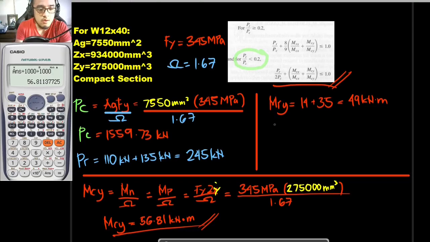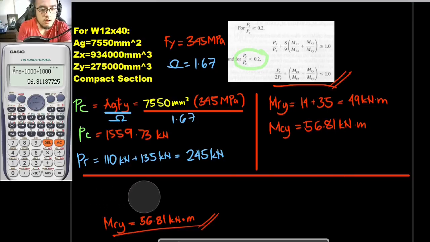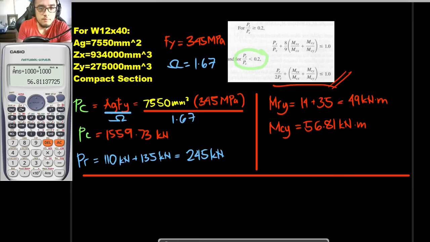So I will just write it here so we can put it again on the next slide. MCy is equal to 56.81 kilonewton meter. I would be erasing this solution right here for us to have space for our interaction formula. Since our PR over PC is less than 0.2, once again, we would be making use of this equation, PR over 2PC. So I would just be substituting it right away.